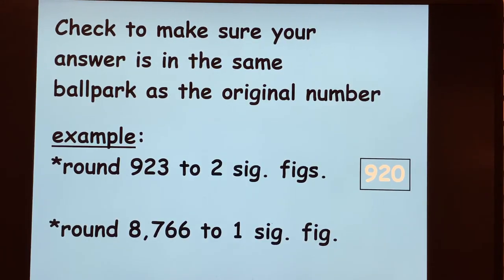How about rounding 8,766 to only one significant figure? Are you just going to cut the 766 off and leave yourself with 8,000? That's not really the same number, is it? It's not quite close enough. However, if you follow the rules, you know that the 7 should round the 8 to a 9, and your answer would be 9,000. Okay, and 9,000 is roughly in the same ballpark as the original number. Okay?